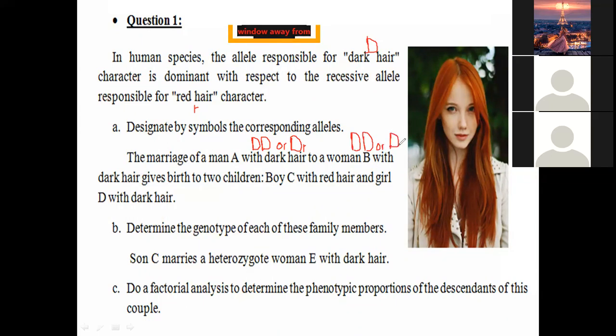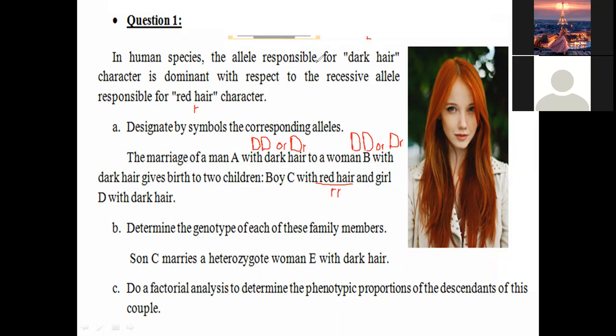So if we ask you, Sarah, boy C has red hair. So what are the possible genotype or genotypes? It can be only RR. Only RR because it's recessive and can be expressed only in the case of homozygous. So this boy has RR. So he should inherit R from each of his parents, man A and woman B. So woman B and man A can be DD or DR.